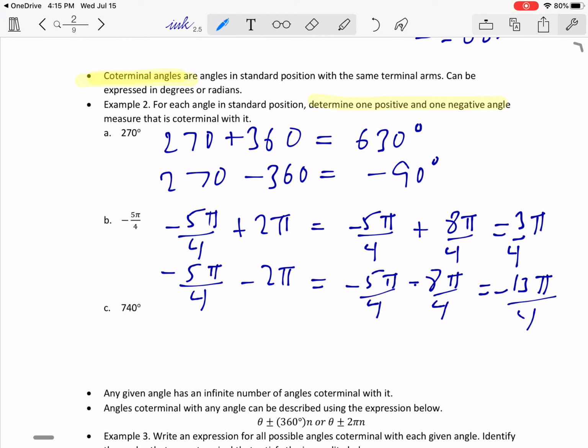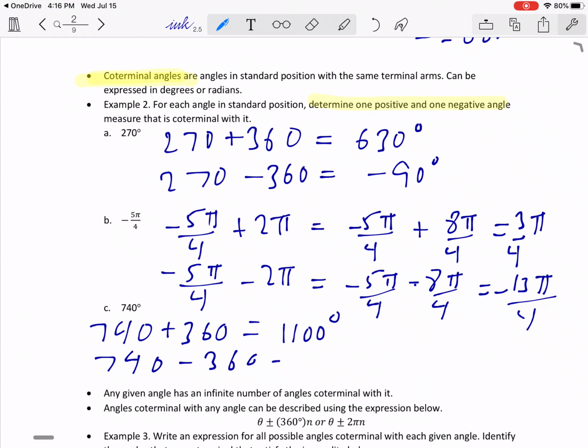Let's look at the next one here, 740. So 740 plus 360 equals 1100. Now for this one, if you do the subtraction, because we're looking to find a negative value, that won't be enough. It will still give us a positive. So what we're going to have to do is keep subtracting until we have enough to get us negative.